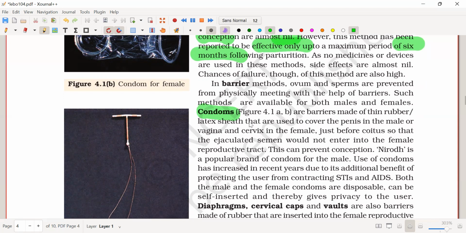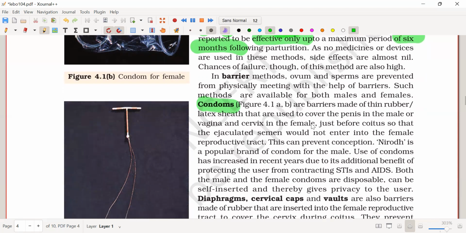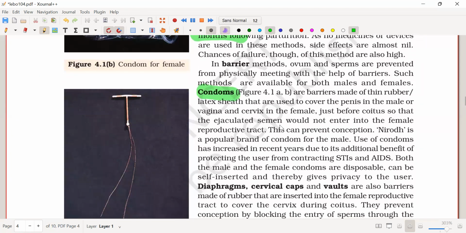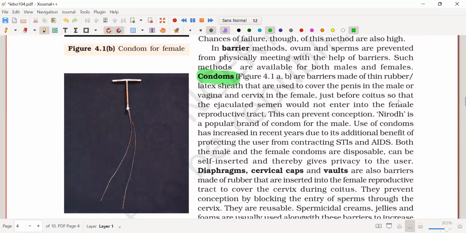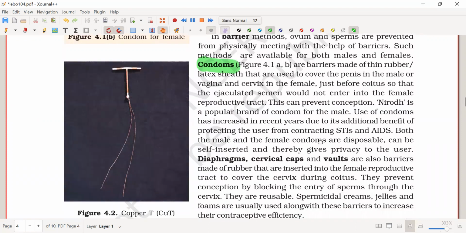Condoms are made of rubber latex sheet and are used to cover the penis in the male or vagina and cervix in the female just before coitus, so that the ejaculated semen would not enter into the female reproductive tract. This can prevent conception. Nirodh is a famous brand of condom for the male. Use of condoms has increased in recent years due to the additional benefit of protecting the user from contracting STIs and AIDS. Both the male and female condoms are disposable, can be self-inserted, and thereby give privacy to the user.